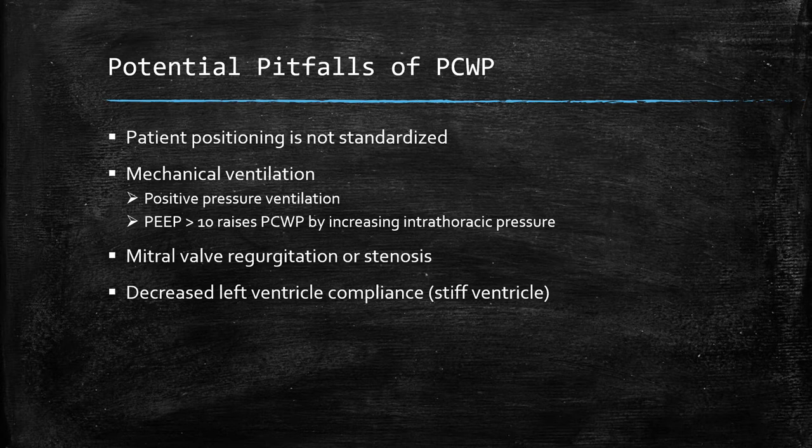Most patients who have a pulmonary artery catheter in place are also being mechanically ventilated, and high airway pressures or high levels of PEEP will give misleading wedge pressure values. Cardiac pathology like mitral valve regurgitation or stenosis and decreased left ventricular compliance will also lead to inaccurate wedge pressure measurements.